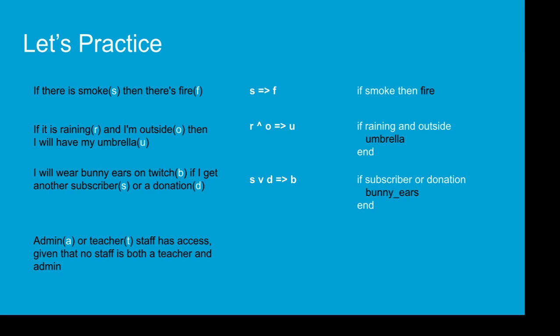Okay? What about this last one? An admin, we'll call that A, or a teacher, we'll call that T, staff has access, given that no staff is both a teacher and an admin. So they have access if they're not a teacher and an admin.